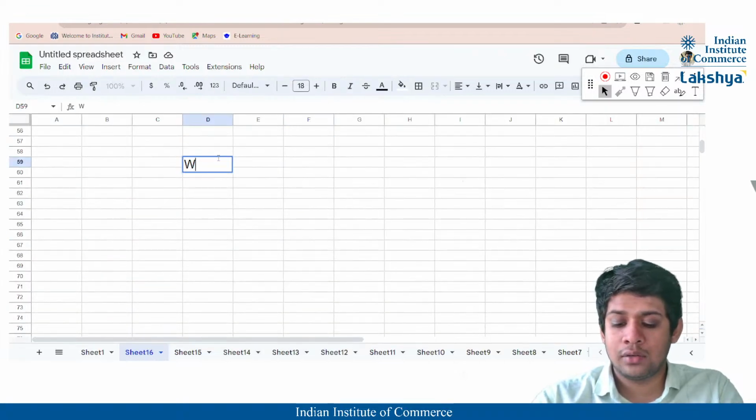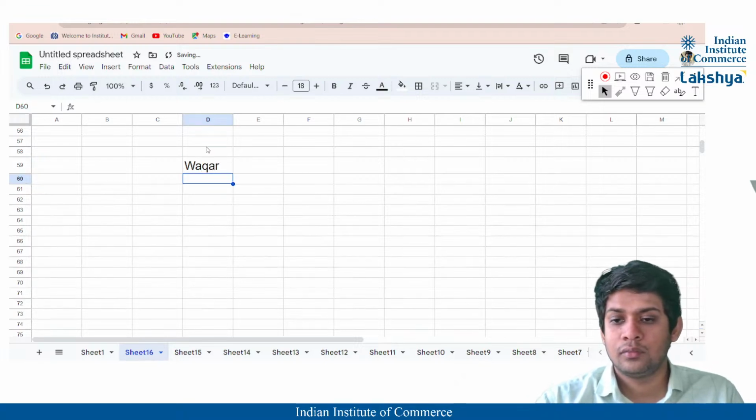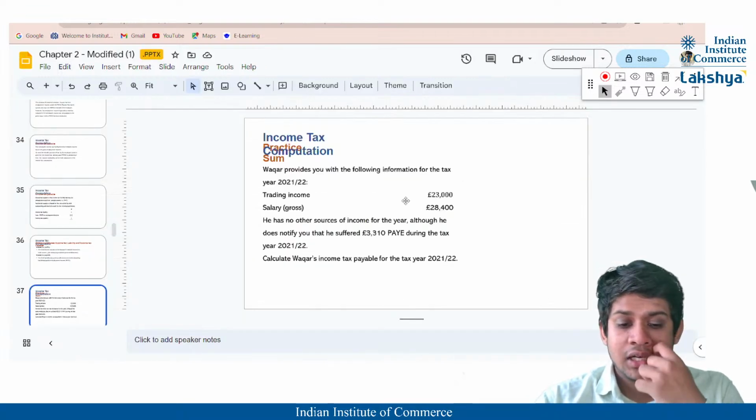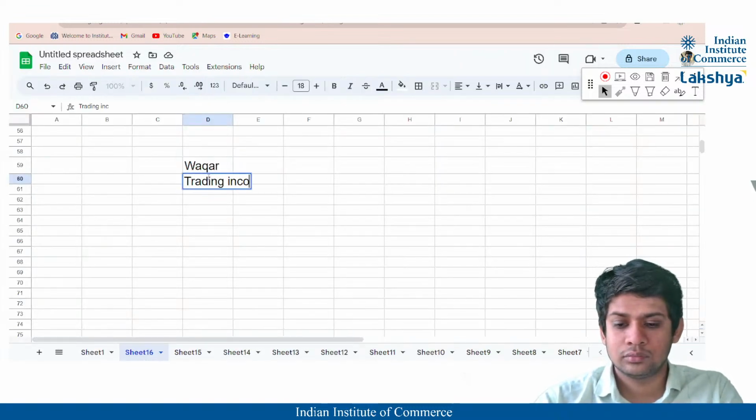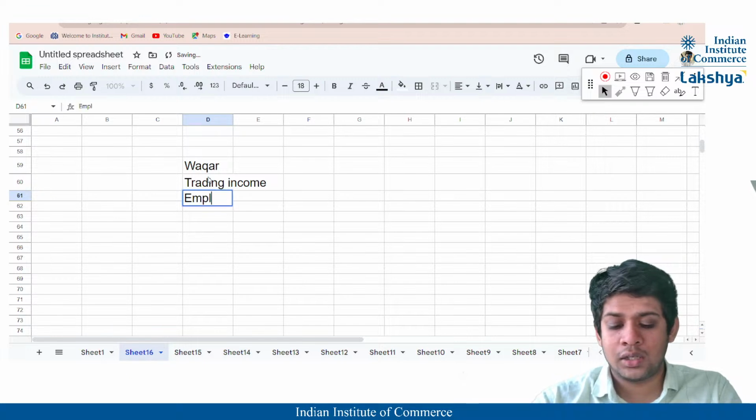We are doing it for Vakar. You can see here, guys, his trading income is 23,000 and he has an employment income.